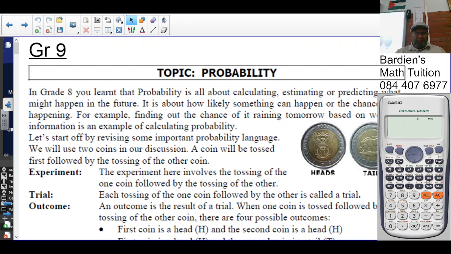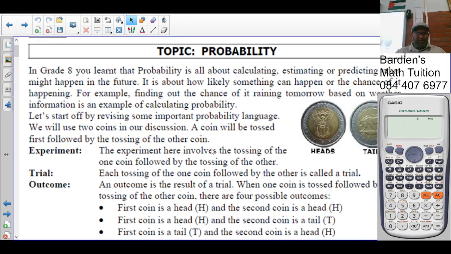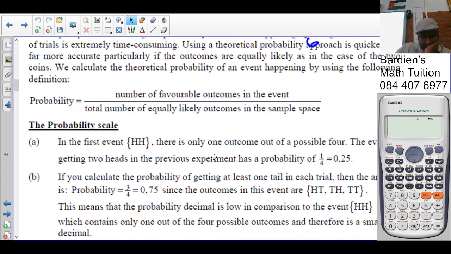So at this point we're looking at probability. It's our third lesson. So your homework was exercise 2. You had to complete that exercise.